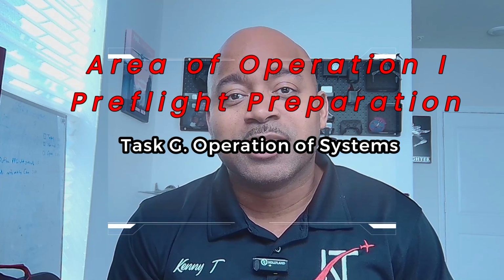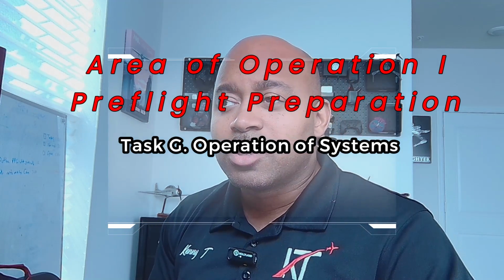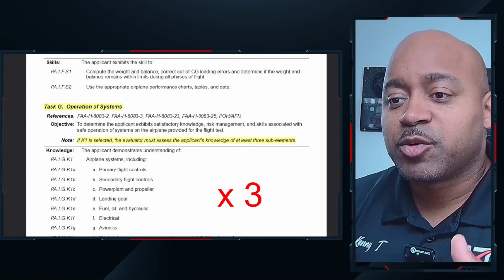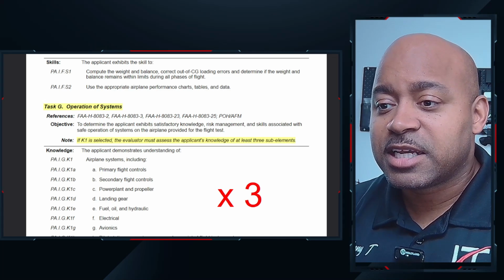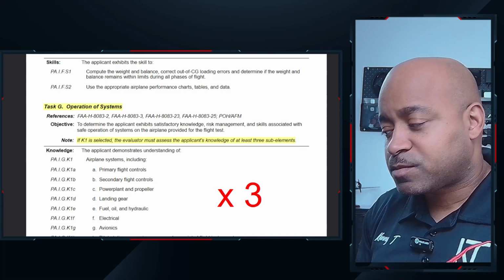And now this is the next chapter in understanding the ACS, the Airmen Certification Standards. And we are going over the operations of systems. So in this section, we're going to cover Task G. Task G covers all the systems that you're going to have to know about when you're doing your check ride.